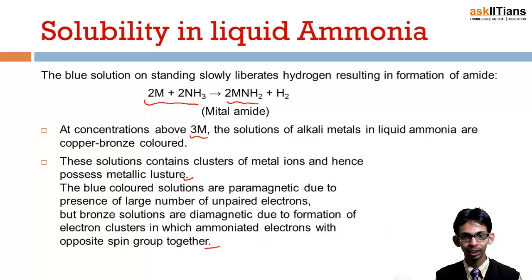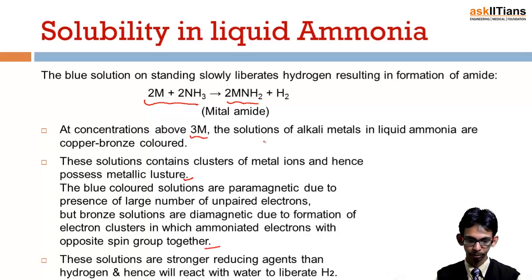So this is a special and interesting fact that when alkali metals are dissolved in ammonia in small amounts, they are blue in color, but when the concentration is more than 3 M, they become copper bronze in color. This is because all those ammoniated ions come together and form a cluster. Previously the blue solution was paramagnetic because of the presence of unpaired electrons, but now the bronze colored solution is diamagnetic as all the electrons are present in the form of a cluster and the opposite spin electrons group together.